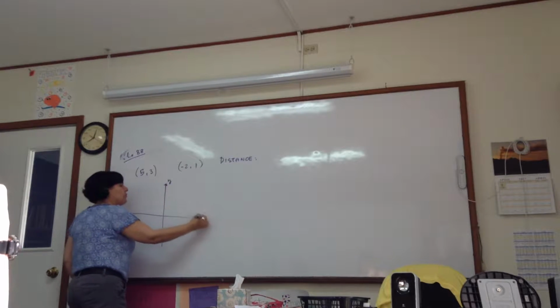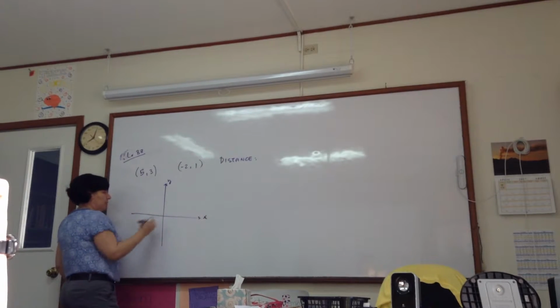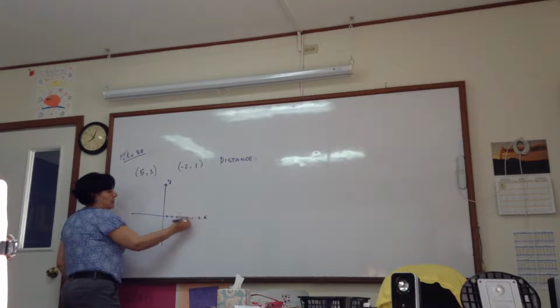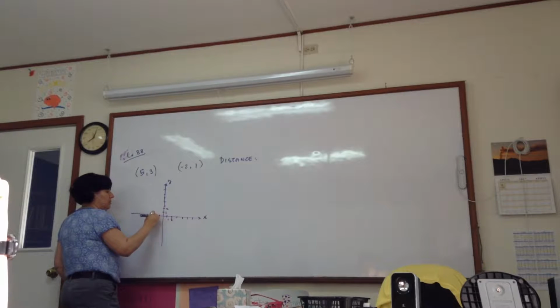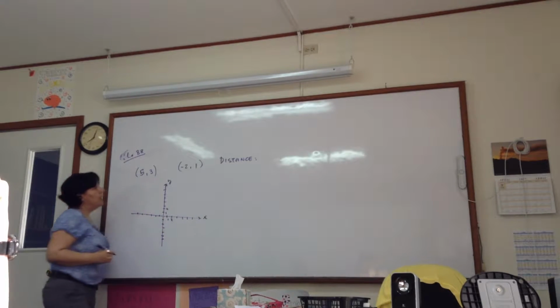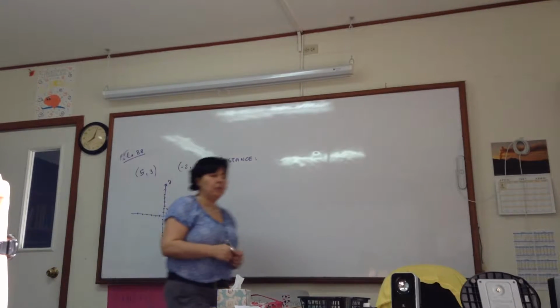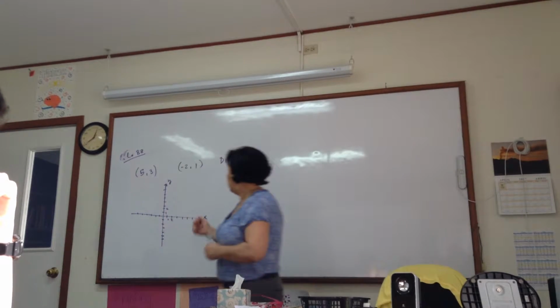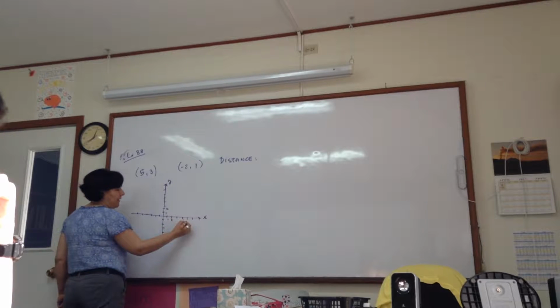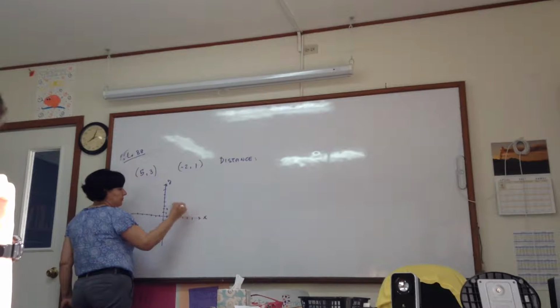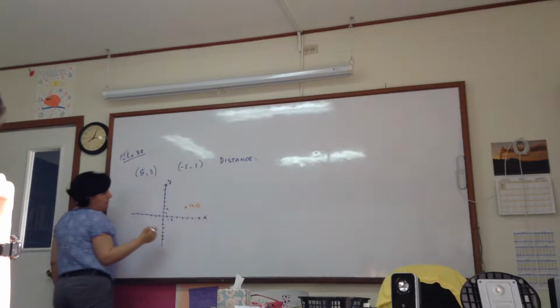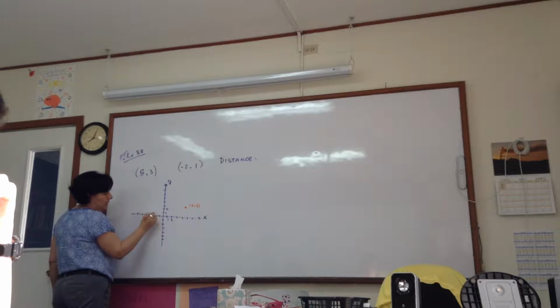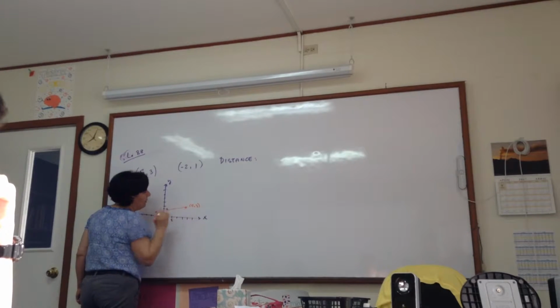And this is just a review. 5 comma 3 would be here. And negative 2 comma 1 would be down here. Okay, so I've got my line.